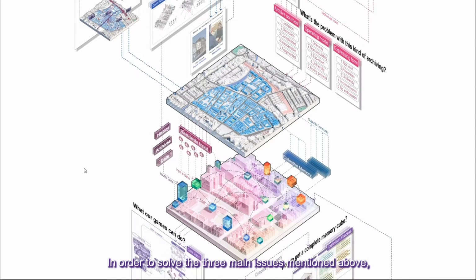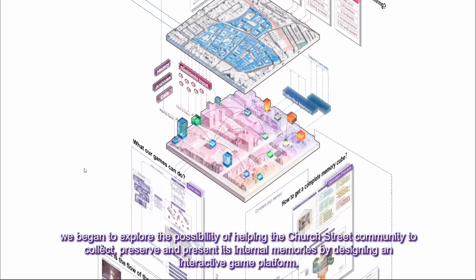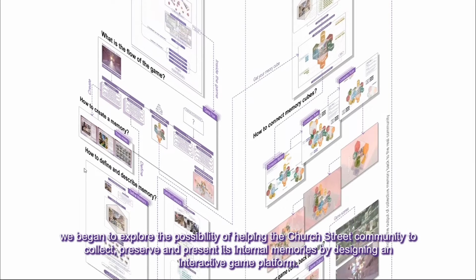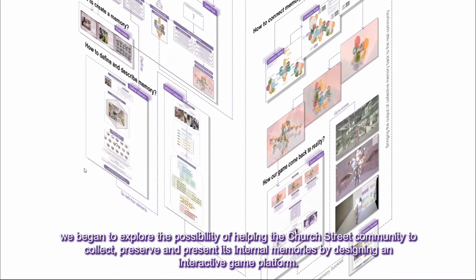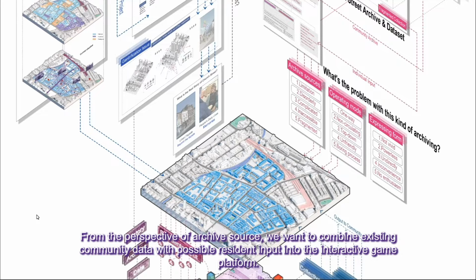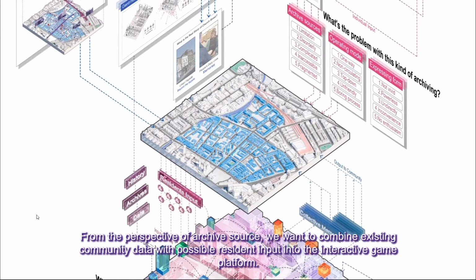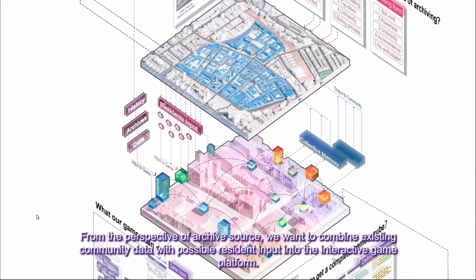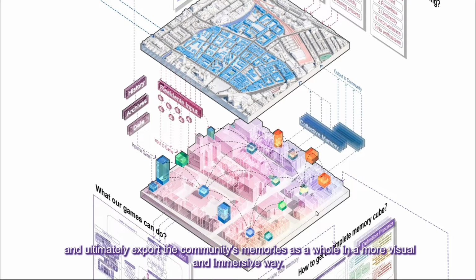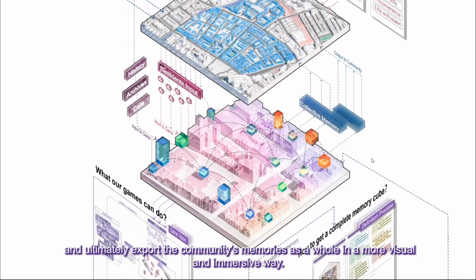In order to solve the three main issues mentioned above, we begin to explore the possibility of helping the Church Street community to collect, preserve, and present its internal memories by designing an interactive game platform. From the perspective of archive source, we want to combine existing community data with possible residents' input into an interactive game platform. In terms of operating mode, the information is fed into the platform so that players can repeat the boring research process in a fun and playful way. The ultimate export is the community's memory as a whole in a more visual and immersive way.